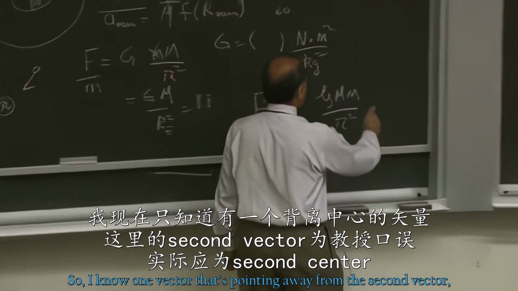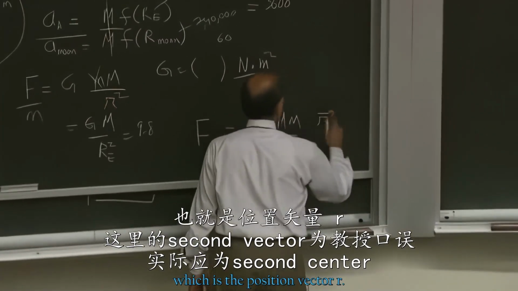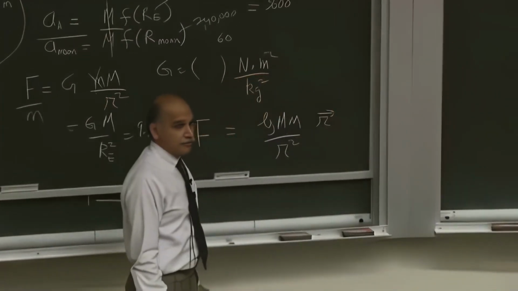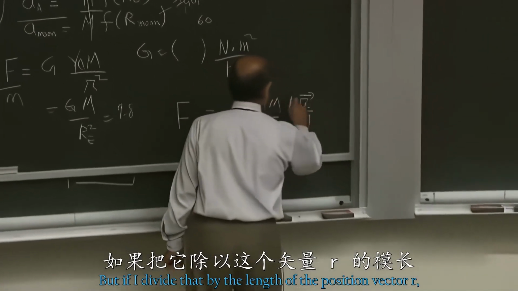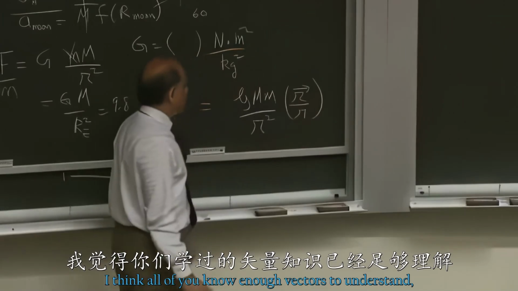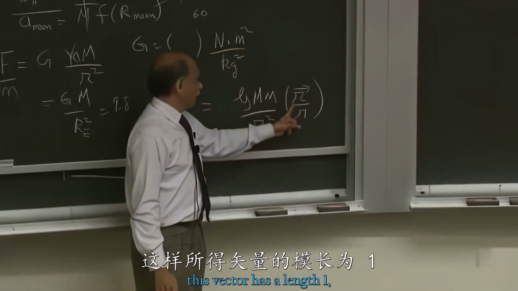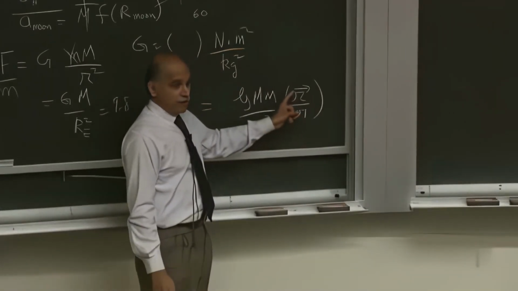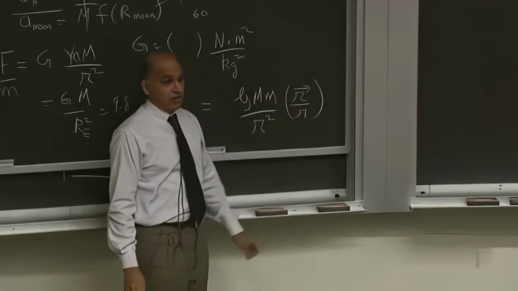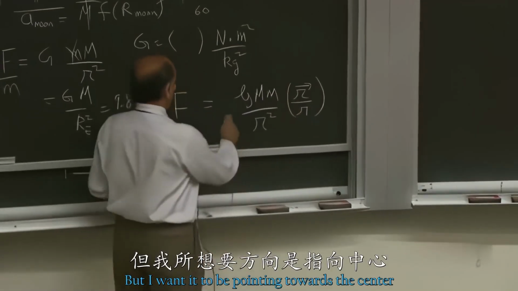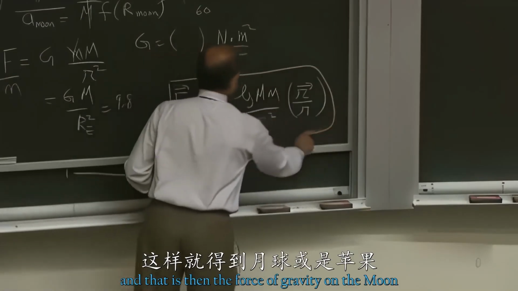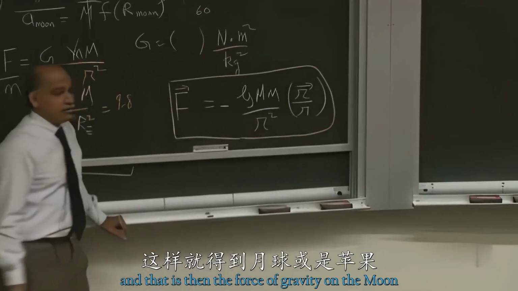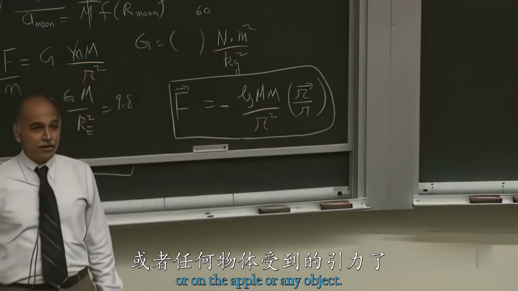So I know one vector that's pointing away from the center, which is the position vector r. But if I divide that by the length of the position vector r, I think all of you know enough about vectors to understand this vector has length 1 and points away from the center. But I want it to be pointing towards the center, and that is then the force of gravity on the moon or on the apple or any object.